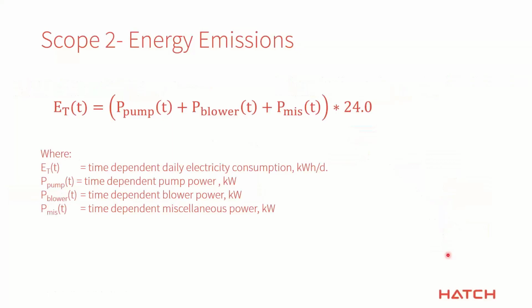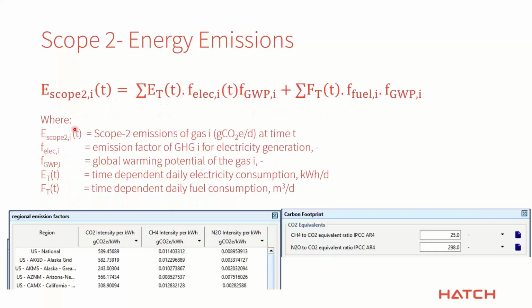The other part is the energy emissions, and in this case, we are estimating the pumping power that is required. These are very standard models that you will find in any mechanical engineering handbook, and the power for the blowers, and we also allow you to specify any other miscellaneous power sources that might be there. So this allows us to estimate the total power consumption that is required at the plant.